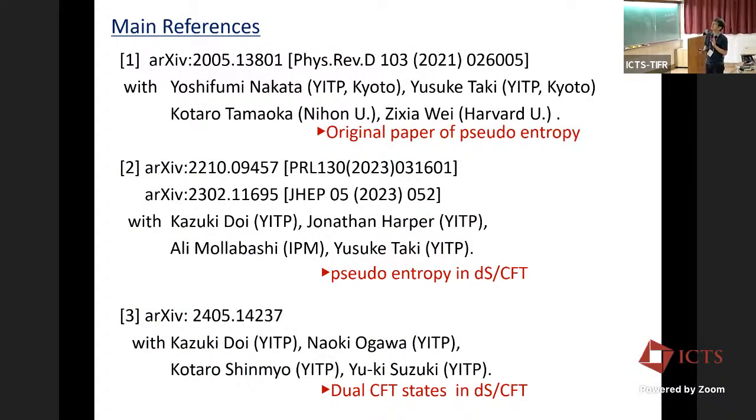I'm also going to mention other works, but these are the main ones. The first one is the original paper where we proposed this pseudo entropy and gave its gravity dual. The second paper is with Doi and Jonathan, and Ari Morabashi and Yusuke Taki. This is about the application of pseudo entropy in the dS/CFT correspondence. And finally, if I have time, I want to mention our latest work with Doi, Ogawa, Shinmyo, who are all our graduate students. This is about dual CFT states in dS/CFT. It does not involve entropy, but the non-Hermitian nature, which is important in pseudo entropy, also plays a very important role.